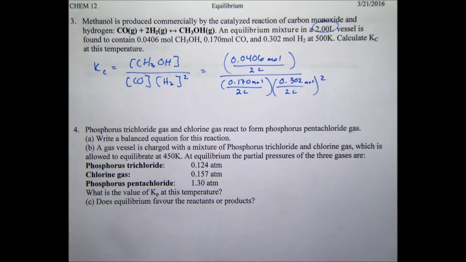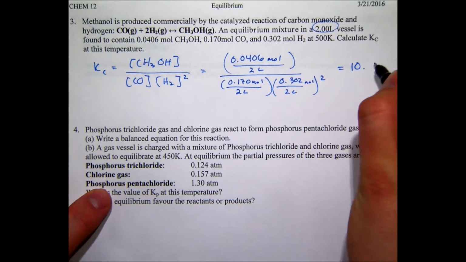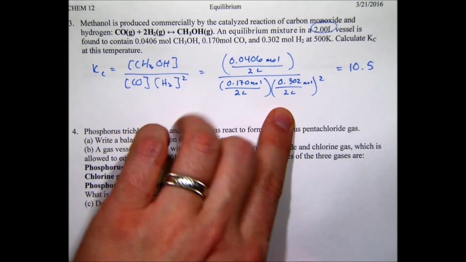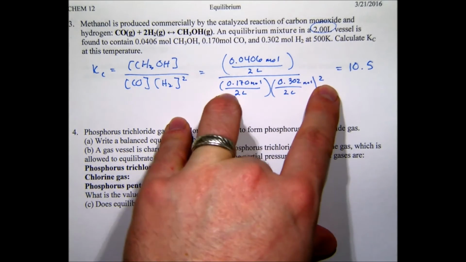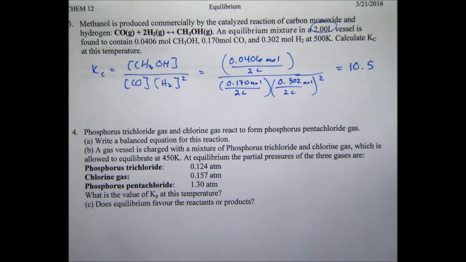squared. So we go through and do the arithmetic, and we'll find that 10.5 is the answer. So just make sure that you do your division, take your volume into consideration. By doing that, don't forget your square. Make sure that you get that on the denominator, and you should get an answer of 10.5.